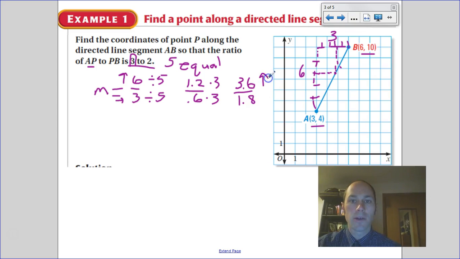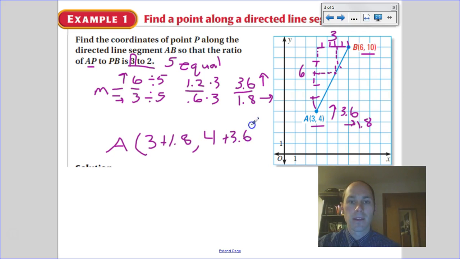So my rise of 3.6 from my original point A, and a run of 1.8. So from A, I'm going to go up 3.6 and over 1.8. And so if I add those to my coordinate, A was originally 3, and I'm going right 1.8. And from the original y coordinate of 4, I'm going up 3.6. So that means my new coordinate will be 4.8, 7.6.